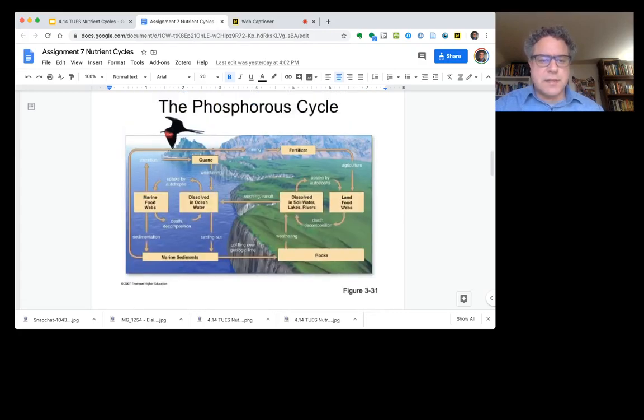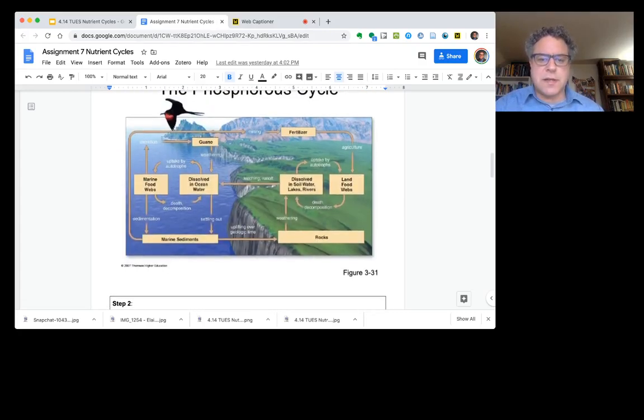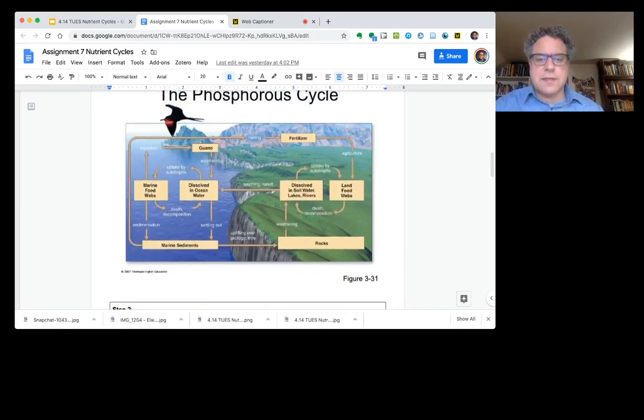So those are the boxes. The processes, those are the things along the arrows, and the sinks. Those are the boxes where the arrows lead to, right? So, for example, rocks, weathering, and then the phosphorus ends up, weathering's the process, and then the sink is dissolved in soil, water, lakes, and rivers.